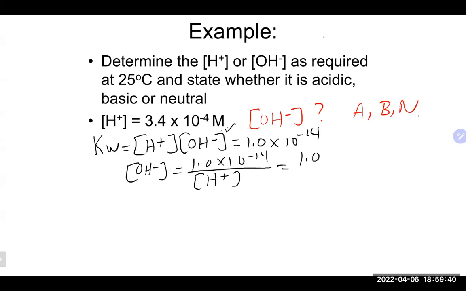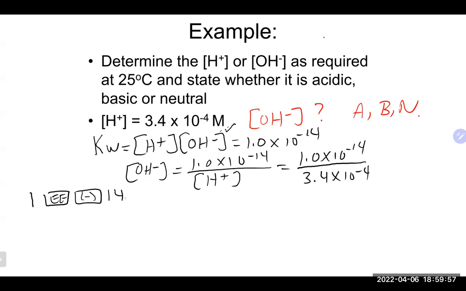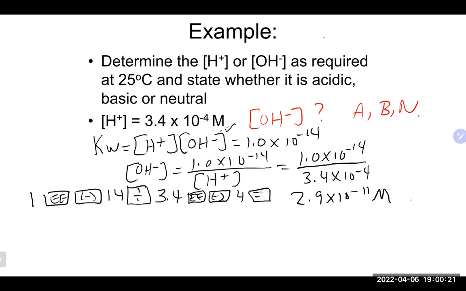You're going to take 1 times 10 to the minus 14 and divide it by what you were given. So that would give us 1 times 10 to the minus 14 divided by 3.4 times 10 to the minus 4. So just a reminder, we want to go 1, exponent button, negative button, and 14. We want to divide. We want to go 3.4, exponent button, negative button, and 4, and hit equals. If you do all that, you get a number. Looks like 2.9 times 10 to the minus 11. And this is a concentration, so it would have molarity at the end of it. And that would be the concentration, first off, of the OH minus.